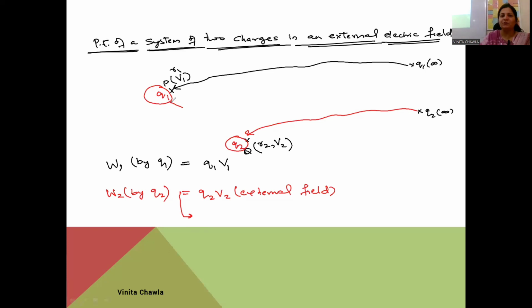So let the distance between these two charges be R12. So work done by Q2 due to the external field is Q2V2. But this charge has to do some work due to the field created by the charge Q1 placed at P. So we will write charge Q2, which is moving to Q, times the electric potential due to Q1. And the electric potential due to Q1 is KQ1 by the distance between these two charges.